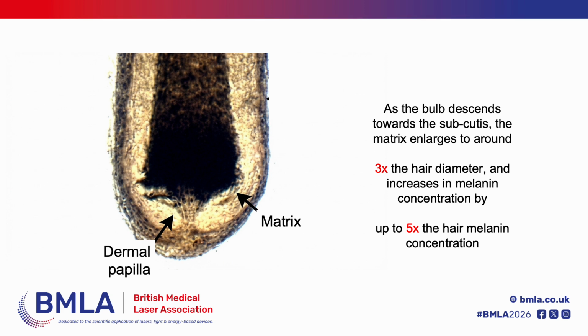And here we can see a picture from some microscopy of the papilla surrounded by the matrix cells. Now, as the bulb descends, the whole structure grows in size. This is during the anagen 3 stage, and the matrix can grow to something like 3 times the diameter of the hair shaft itself, while the concentration of melanin within the matrix can be up to 5 times greater than the concentration in the hair. So it really does give us an excellent optical target.